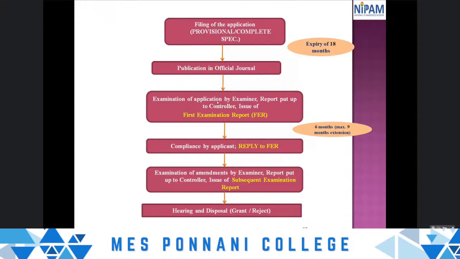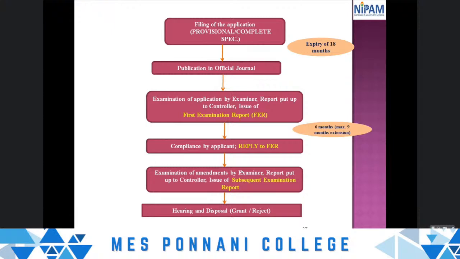Once it is published, assuming that a request has been filed, your application will be taken up for examination by an examiner in the patent office. The examiner will conduct the patent search and assess the patentability of your invention. He or she will prepare a report, and it will be put up to the controller, who will then issue the first examination report. The first examination report will contain all objections with regard to your patent application. It will contain a citation to documents that are related to your application, and an assessment of the patentability of your invention.